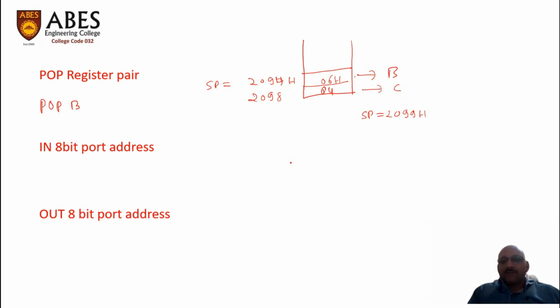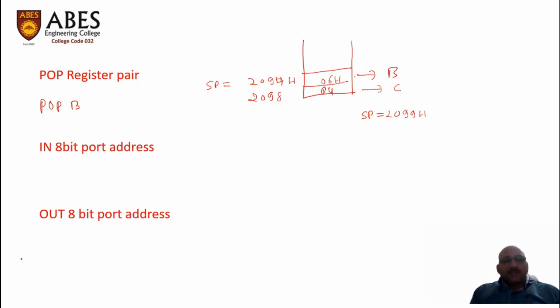So it's a very confusing point, and students always make mistakes. So please make a note of it. In the push operation, first we decrement, then push the value, and in pop, first we retrieve the value, then we increment the stack pointer.